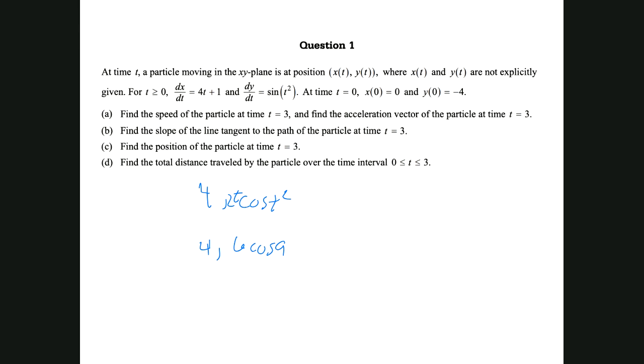So let me jump into my calculator real quick. I'm making sure I'm in radian mode. Then I'm going to type in 6 times cosine of 9, and I end up with negative 5 point something. So yeah, I do get the answer.